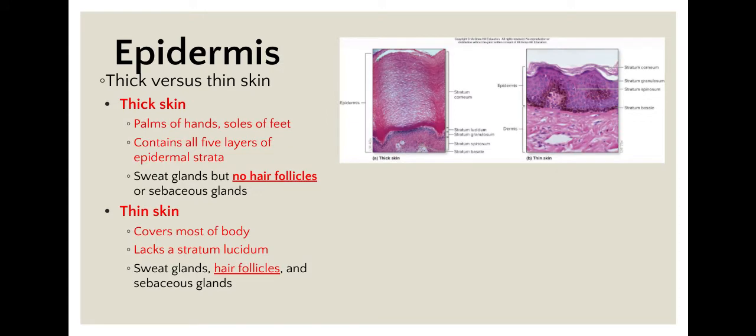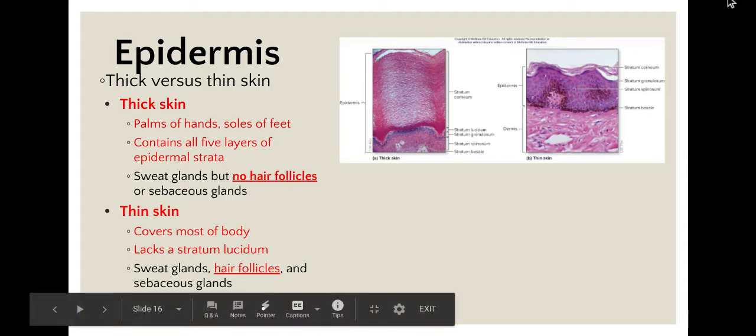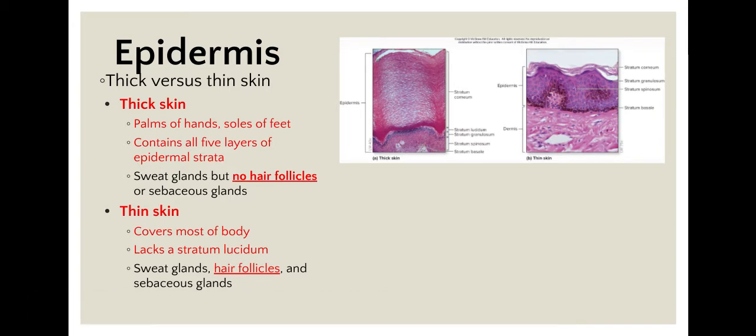So, what is this thick skin versus thin skin stuff? Thick skin is the palm of your hands, the soles of your feet. It has all 5 layers of that epidermal strata. It has sweat glands, but it doesn't have hair follicles or sebaceous glands. Sebaceous glands, we'll see, are like the oil glands.